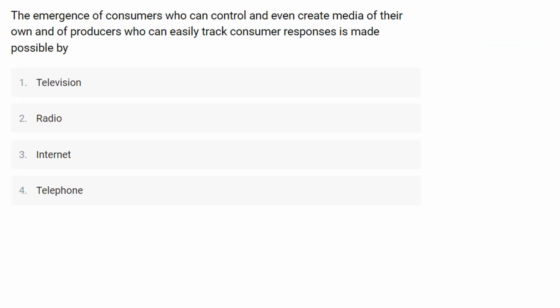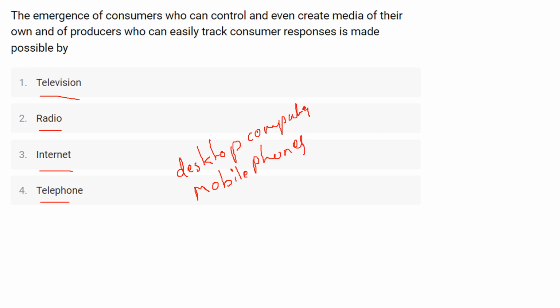The emergence of consumers who can control and even create media for their own, and producers who can easily track the consumer's response, is made possible by, for which the first option here is television, second option is radio, third option is internet and the last option is telephone. So here, digital marketing is made possible by the emergence of the internet. Digital marketing is a component of marketing that uses the internet and online based digital technologies such as a desktop computer, a mobile phone, and other digital media.